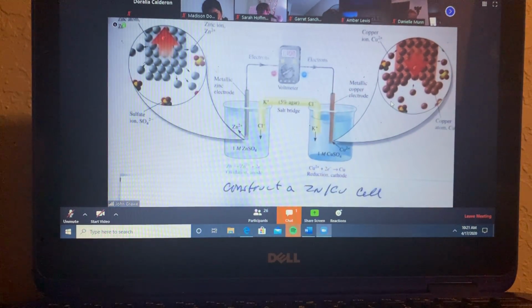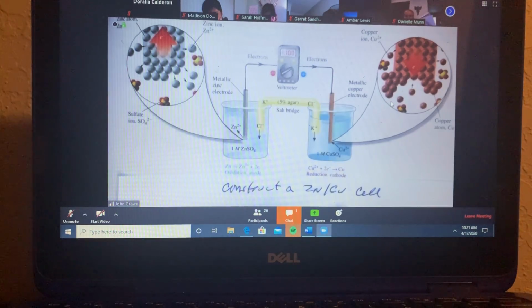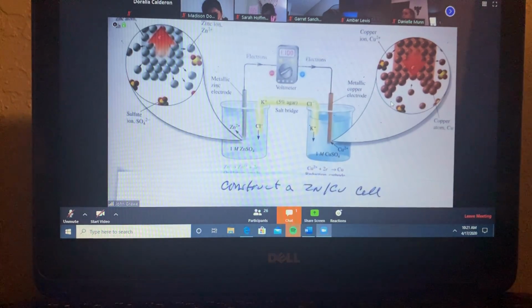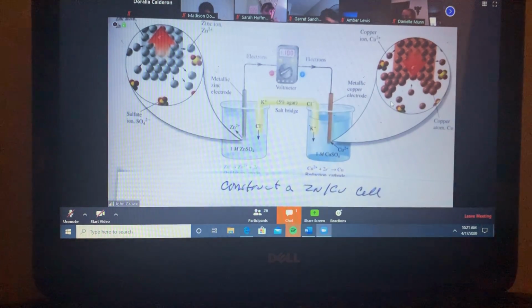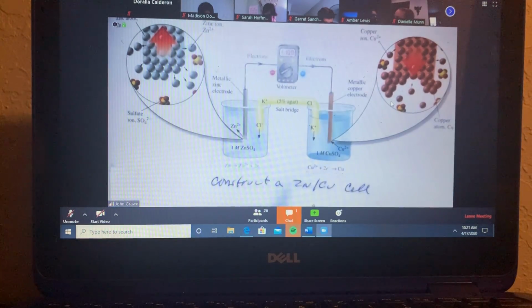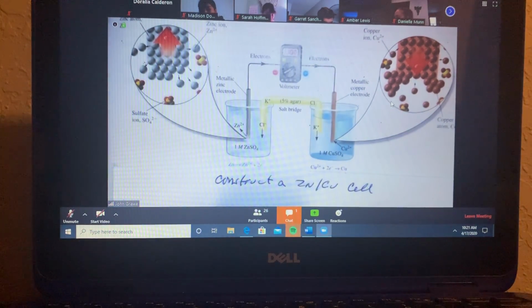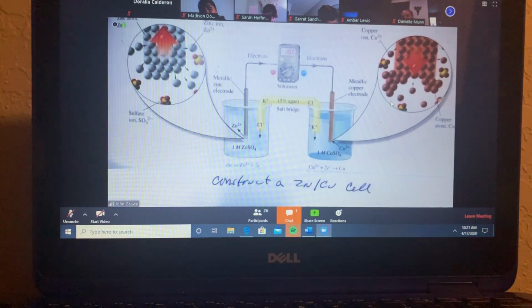We're not given much. We're told that we're supposed to construct a zinc copper cell. Here's how it would look. Two half cells and two half reactions. So we're used to the half reactions. What we have then is a uniform process of constructing these cells.